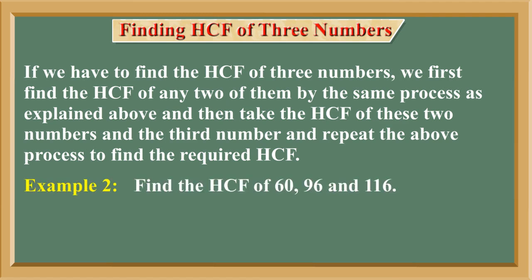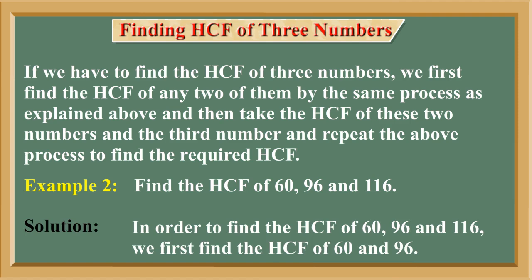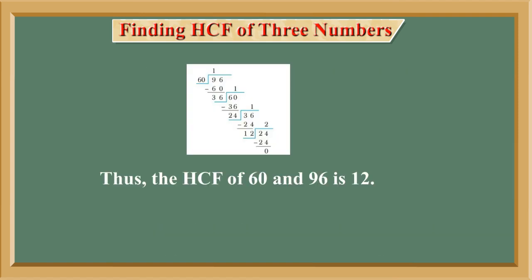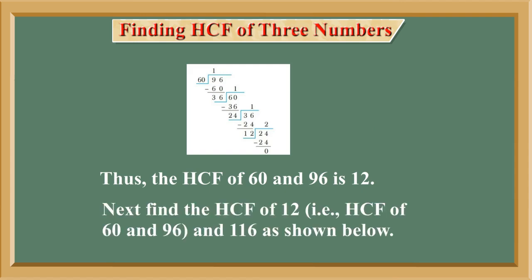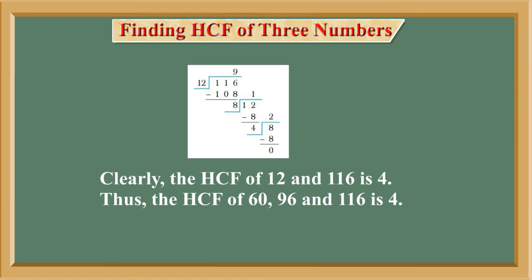Example 2. Find the HCF of 60, 96 and 116. Solution. In order to find the HCF of 60, 96 and 116, we first find the HCF of 60 and 96. Thus, the HCF of 60 and 96 is 12. Next find the HCF of 12, that is, HCF of 60 and 96, and 116 as shown below. Clearly, the HCF of 12 and 116 is 4. Thus, the HCF of 60, 96 and 116 is 4.